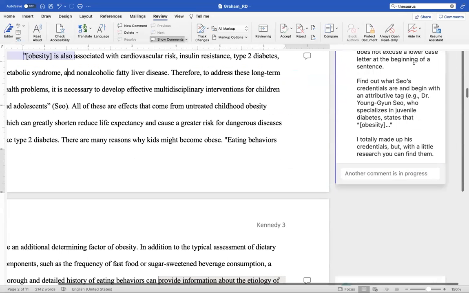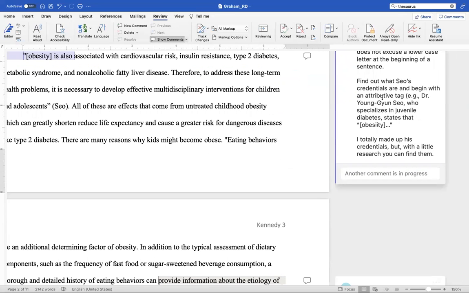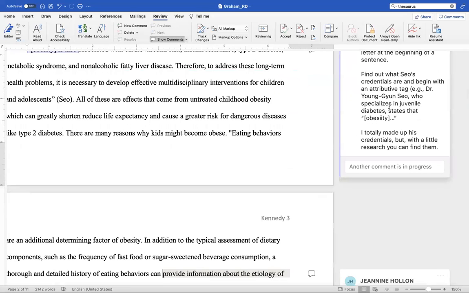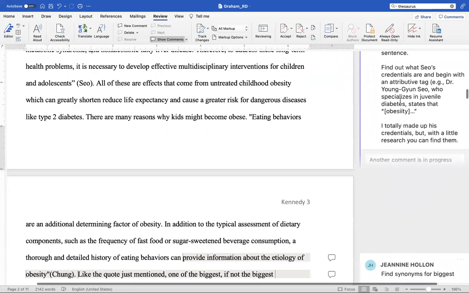Okay, find out what So's credentials are and begin an attributive tag, because you've got a lot of the things that show So. It says Dr. Young Yun So, who specializes in juvenile diabetes, states that, and you don't even have to put a comma there if you have the word that. Now, I made that up.